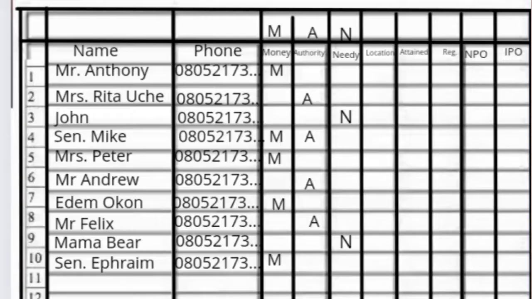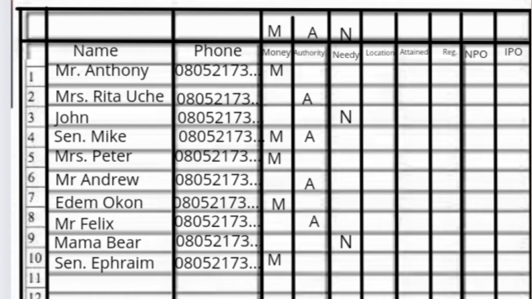Here's the format. Like you can see, there's a serial number, there is a name, there's a phone number, then the other part has M. Under the M, you have money. The next column has A. Under the A, we have authority. Then after that, we have N. N says it's needy. Now, let me hold on and explain.